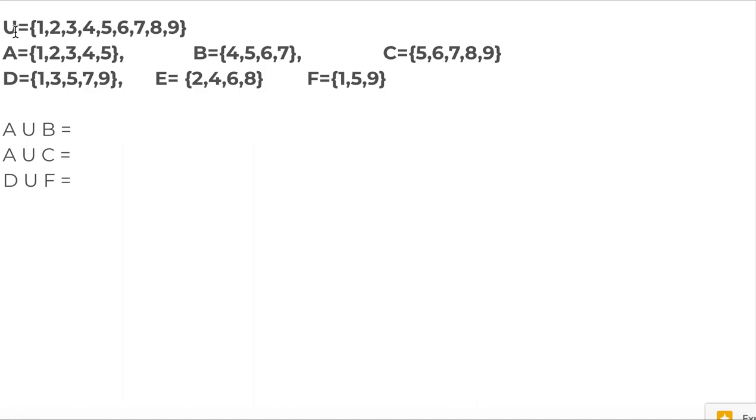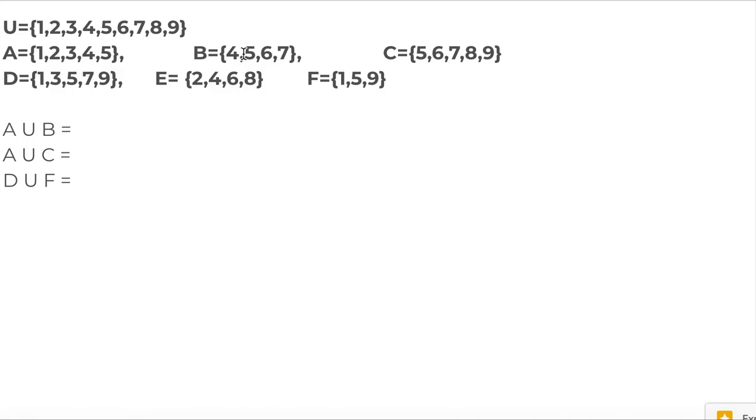So you're given the universal set already as 1 to 9. Set A has 1 to 5: 1, 2, 3, 4, 5. B has the elements 4, 5, 6, 7. C has 5, 6, 7, 8, 9. D has 1, 3, 5, 7, 9. E has 2, 4, 6, 8. And F has 1, 5, 9.